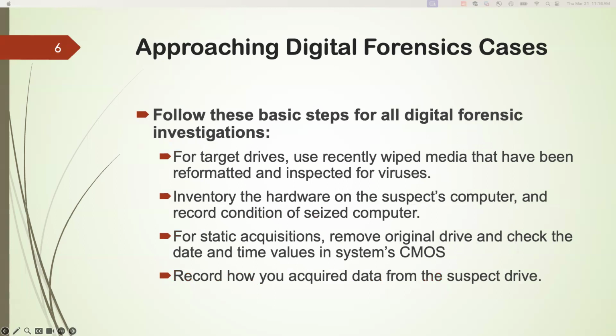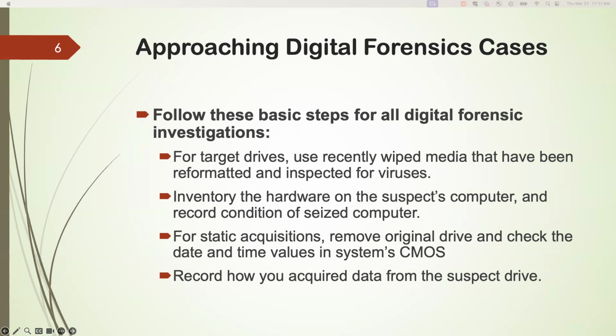So with that in mind, now let's talk about the guidelines that you should follow when you start your case. The first thing that we need to do in every case is to collect evidence. And how do we do that? We go to the suspect system, and depending on what type of access we have, we start making copies of the suspect's data on our own hard drives. The hard drives that we are using are called target drives.